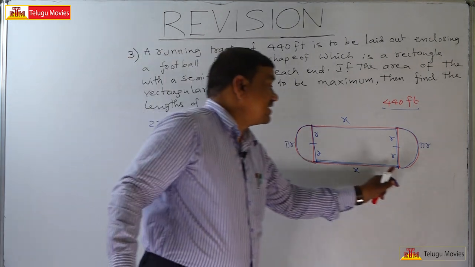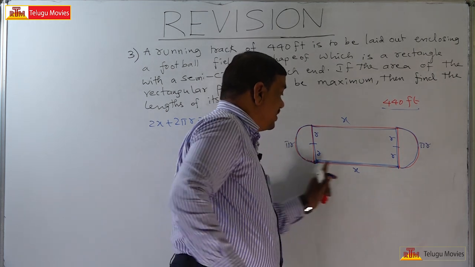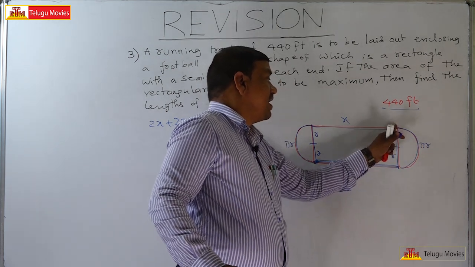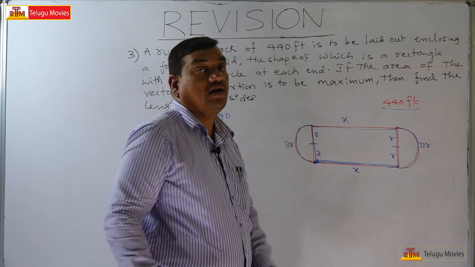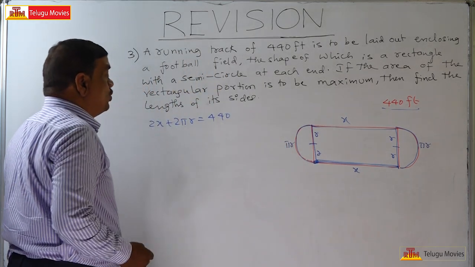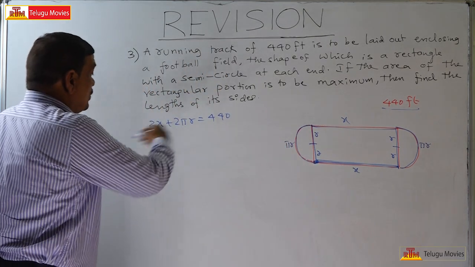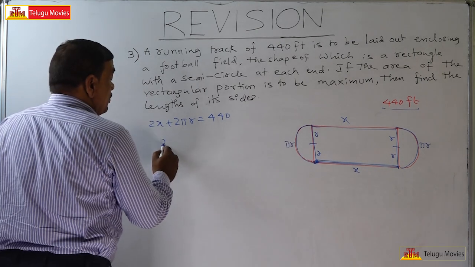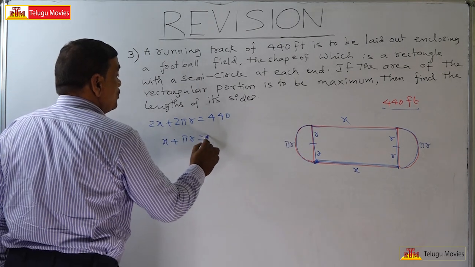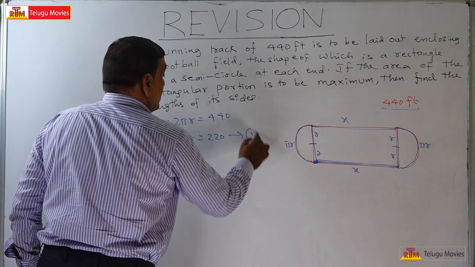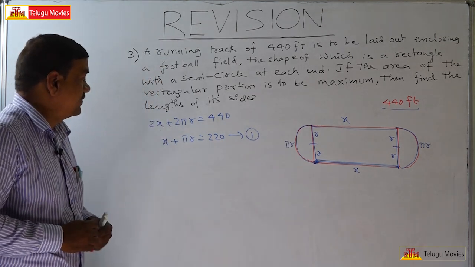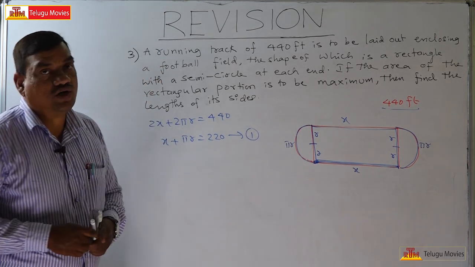Starting from here, x plus pi r plus x plus pi r, how much? 2x plus 2 pi r is equal to 440. So divide by 2: x plus pi r is equal to 220. Call it equation number 1.